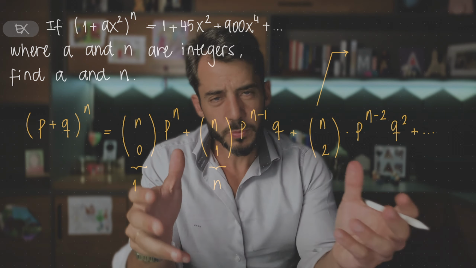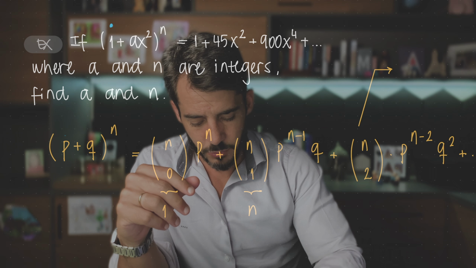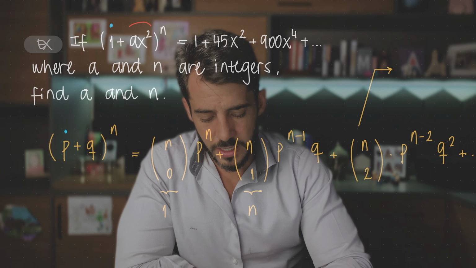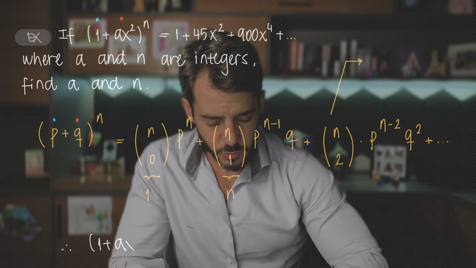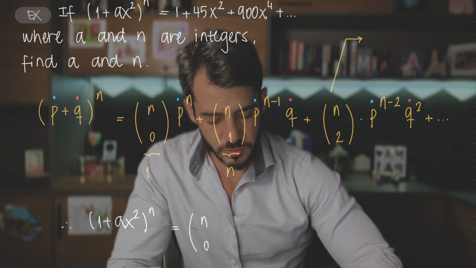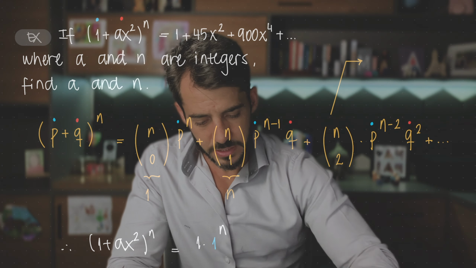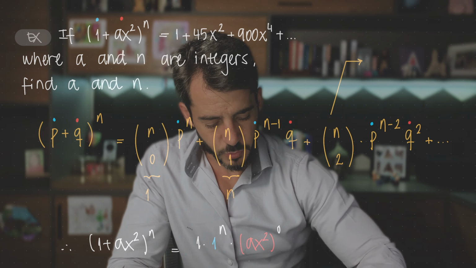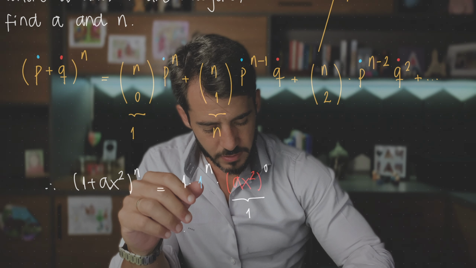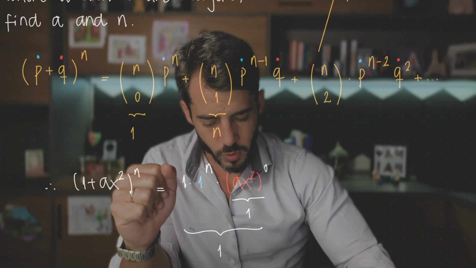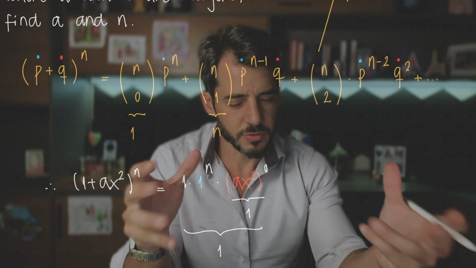Now there's no p and q in this binomial. There's 1 and there's ax². So this 1 right here is actually our p, and ax² is q. Therefore, the expansion of (1 + ax²)ⁿ is equal to n choose 0, which we're going to replace by 1, times 1ⁿ⁻⁰ times q⁰, which is just 1. Do notice that 1ⁿ is also 1. So this whole term will just be 1. It does not provide us with any valuable piece of information, but the next one will.